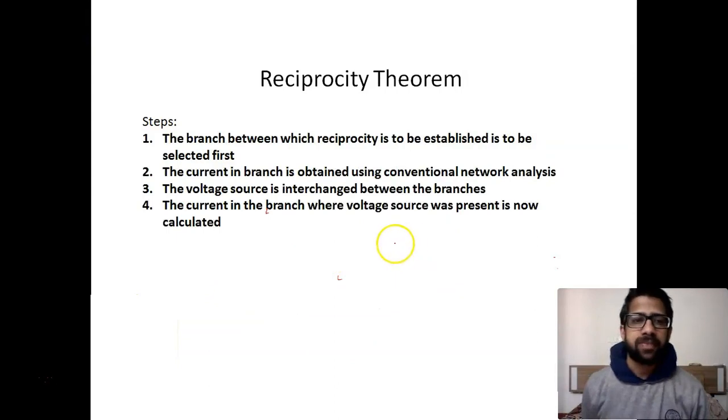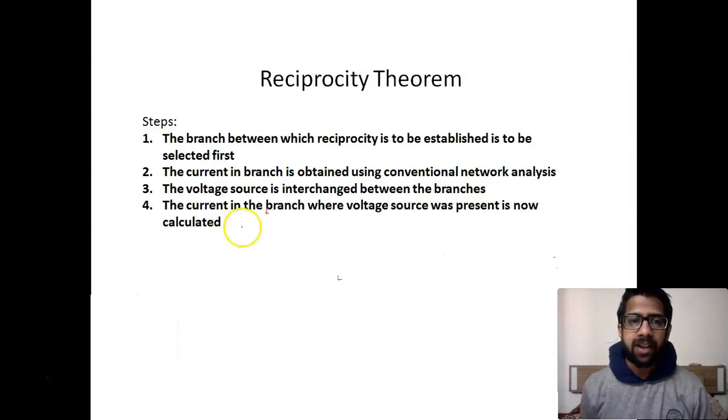What are the steps? The first step is that the branch between which reciprocity is to be established is to be selected first. Basically, the reciprocity theorem is a verification theorem. Many a time you need to verify your results, and you can just use the reciprocity theorem. To identify the reciprocity, you have to select the branches to which you have to apply it. The next step is that the current in the branch is obtained using conventional network analysis. So first you have to obtain the current value by using conventional methods like KCL, KVL, maybe Thevenin's or Norton's theorems.